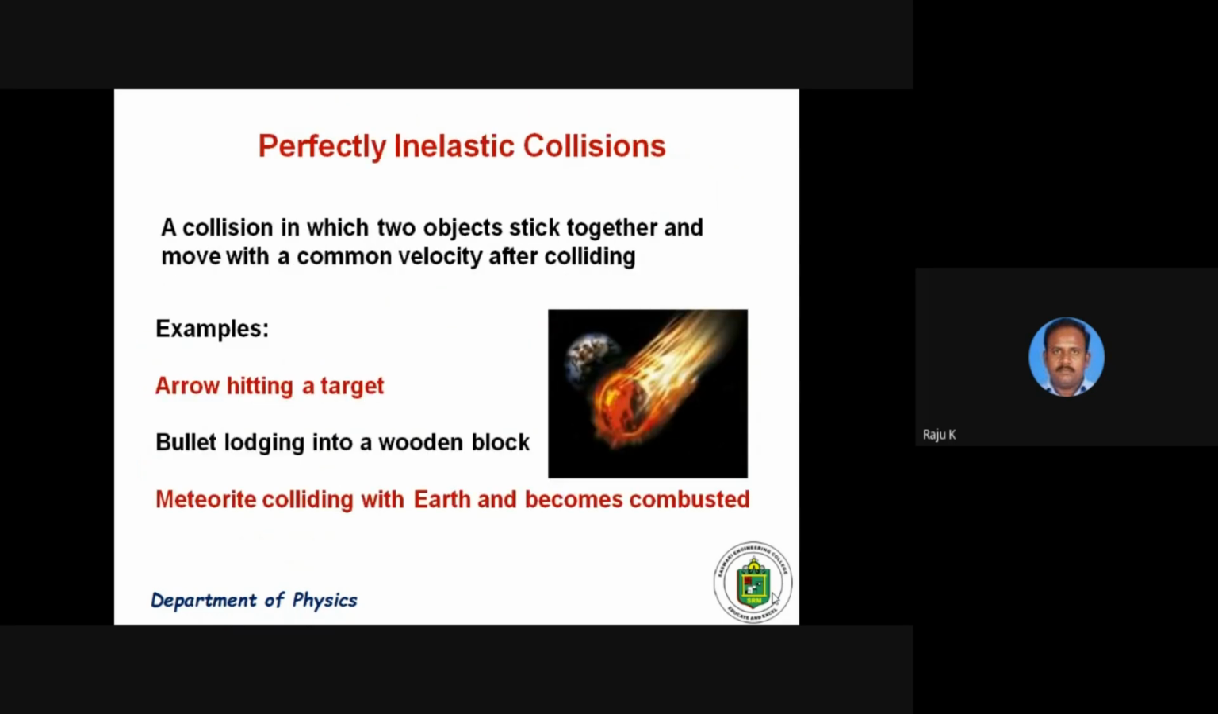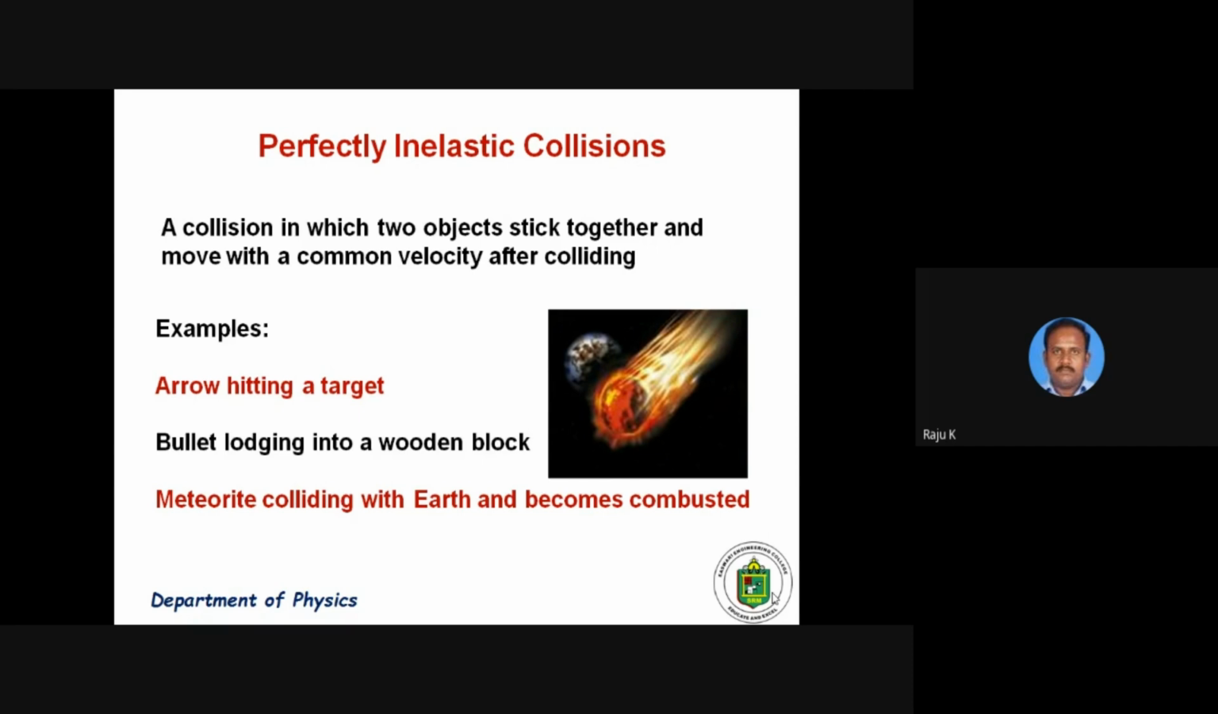Suppose it is an inelastic collision, then how will it be? In an inelastic collision, after the collision, the two objects stick together and move with a common velocity. For example, an arrow hitting a target. If you hit a target with the help of a bow and arrow, the arrow will go and hit the target, and with the force applied through the arrow, the target will move a certain distance and then fall down, where both the arrow and the target are fixed to one another. Even after the collision, they are not separated. Then we have to separate them manually.